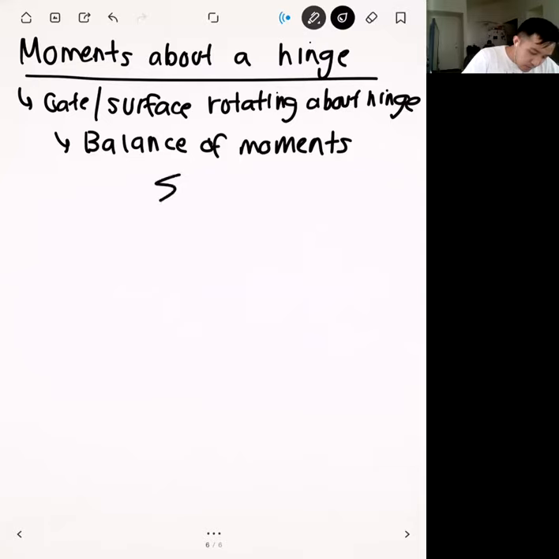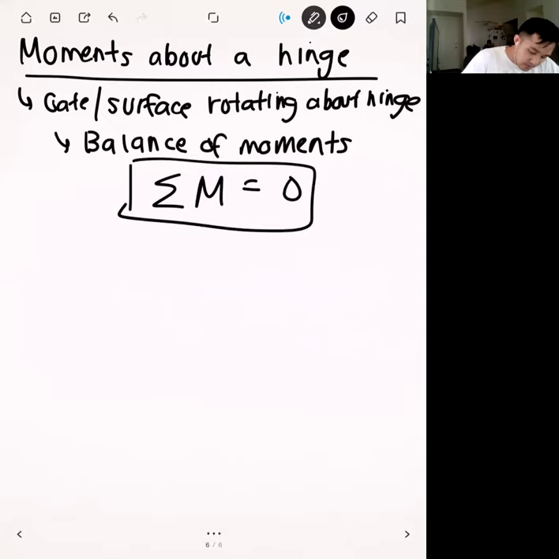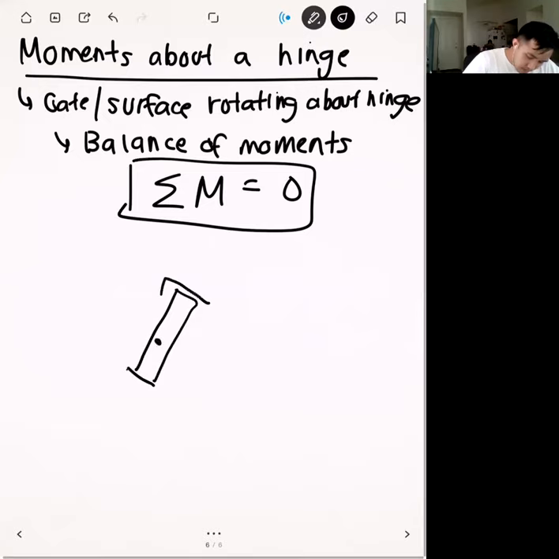And so basically what we want to do is sum up all the moments in the problem and set it equal to 0. So let's draw just a simple case. This is from the lecture notes. Let's say that we have a hinged gate just like this. And you can always determine the location of the hinge because it's going to be a circle.